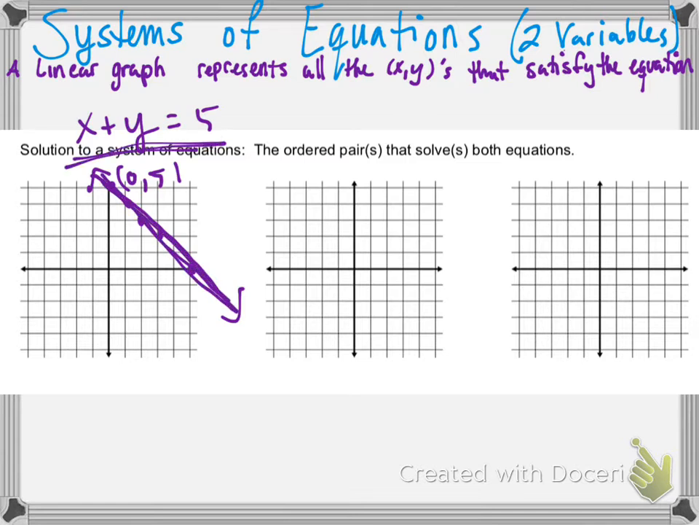That's what it really means to have a linear equation. That's what the graph is representing: the infinite set of points that satisfy a given equation. So, let me make that bigger.